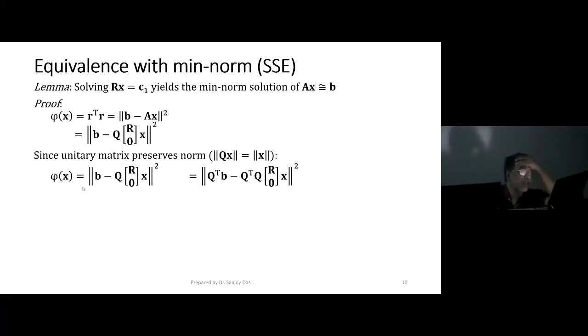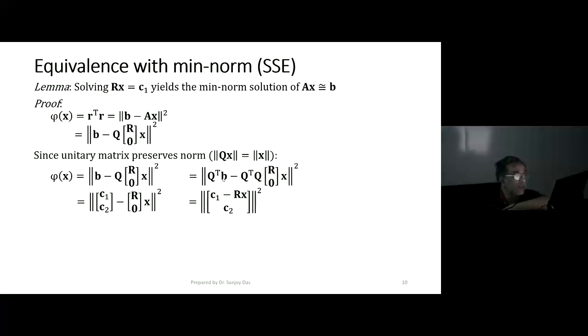This is a vector. Now if I multiply the vector with Q transpose, which is a unitary matrix, it's not going to change the Euclidean norm squared, right? So this is equal to, I pre-multiply the terms with Q transpose B minus Q transpose Q R0X. Okay, and we know that the norm is preserved.